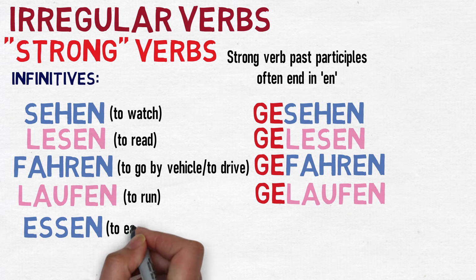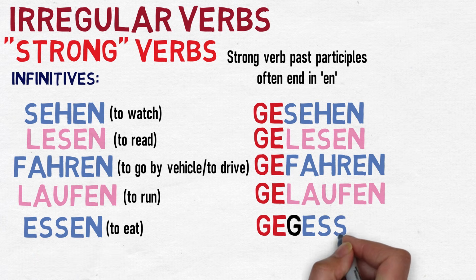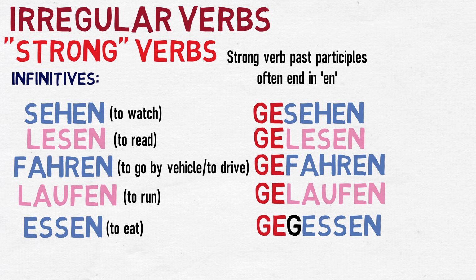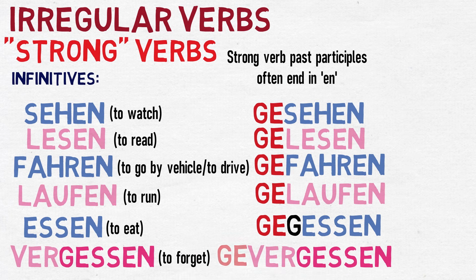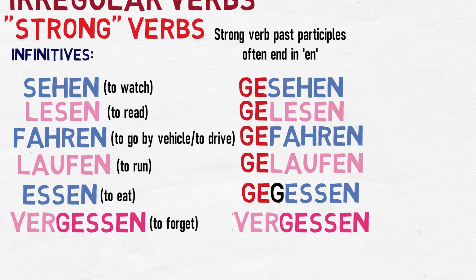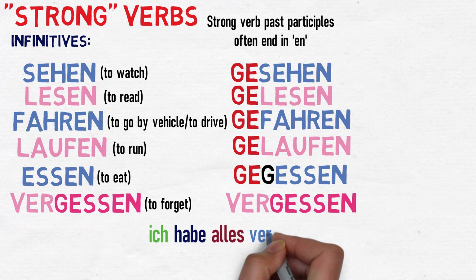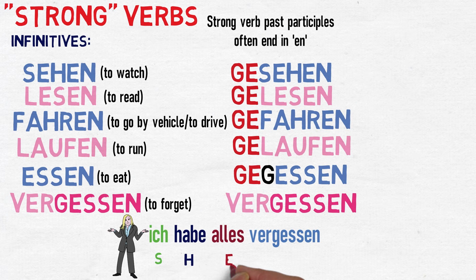Note that the verb essen, to eat, has a past participle of gegessen, mainly because geessen is harder to pronounce. If a verb already has a prefix, such as vergessen, to forget, its past participle won't be gevergessen. We will just use vergessen. For example, ich habe alles vergessen. Subject, helping verb, extra information, past participle. I forgot everything. Notice that when we're translating into English from German, we do not need to translate the helping verb.